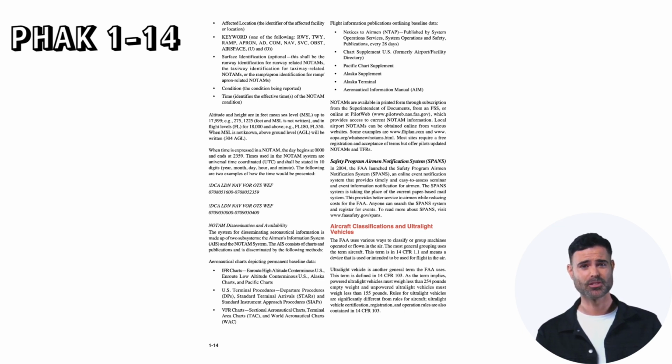Aircraft classifications and ultralight vehicles. The FAA uses various ways to classify or group machines operated or flown in the air. The most general grouping uses the term aircraft. This term is in 14 CFR 1.1 and means a device that is used or intended to be used for flight in the air. Ultralight vehicle is another general term the FAA uses.